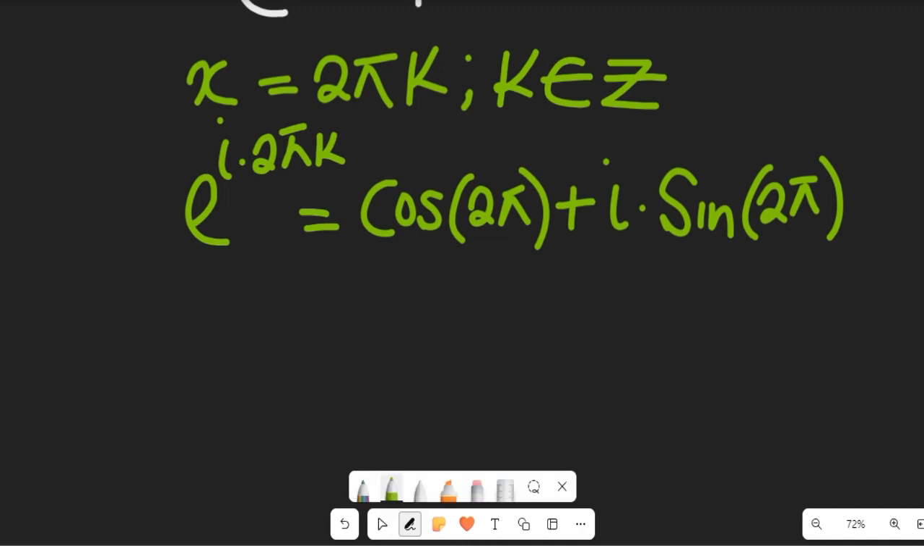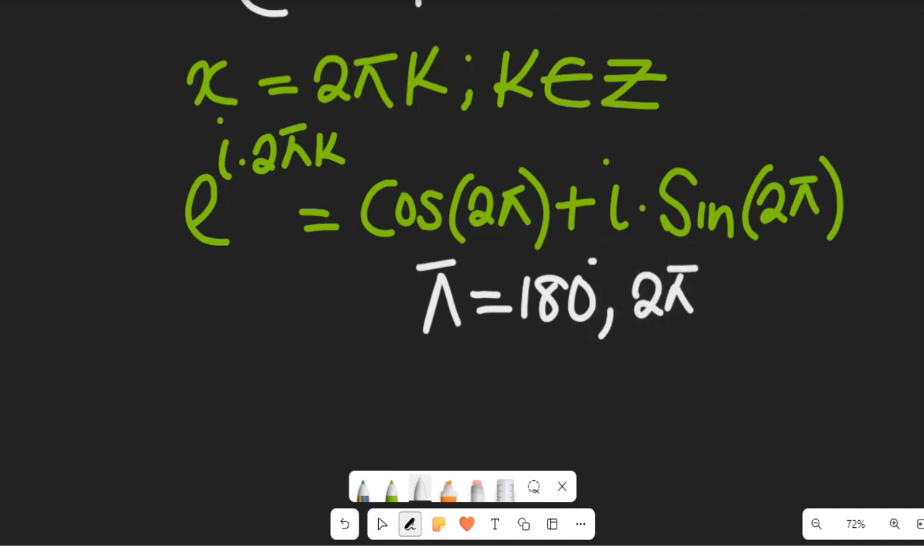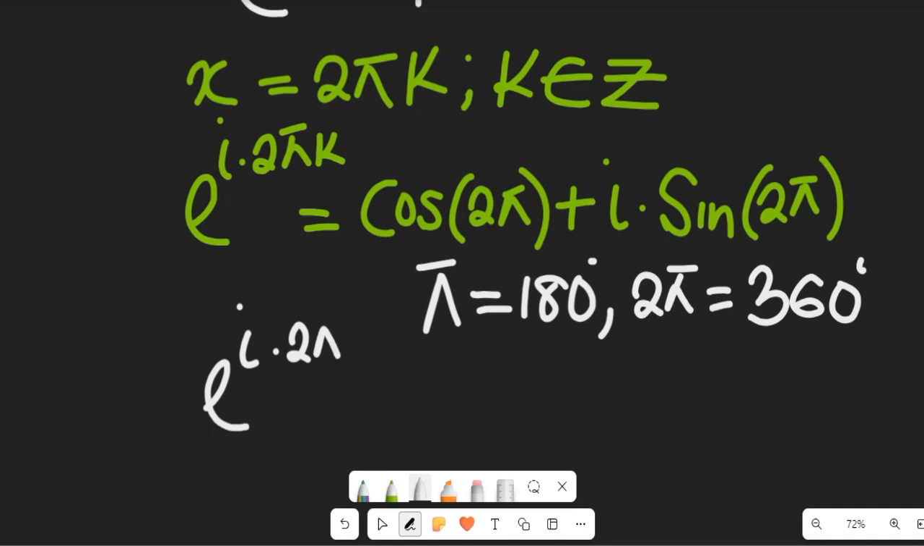If you look at 2 pi, remember from radians that pi is equal to 180 degrees, so 2 pi will be equal to 360 degrees. So if you find that, you find out that e to the power of i multiplied by 2 pi k will be equal to cos of 360, which is equal to 1, plus i multiplied by sine of 360, which is equal to 0.